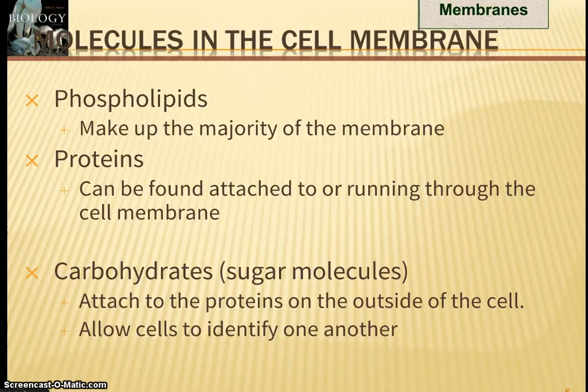That's how your cells know what cells are you, so you don't attack your own cells. And it's also how your body knows if you have a sinus infection and you have bacteria that don't belong there. Bacteria have different carbohydrates on the outside of them. Our body sees them and realizes that's not us, and it attacks them. So we have phospholipids, proteins, and carbohydrates, and that's what makes up just about all of our cell membrane.